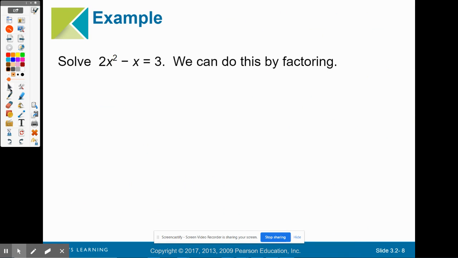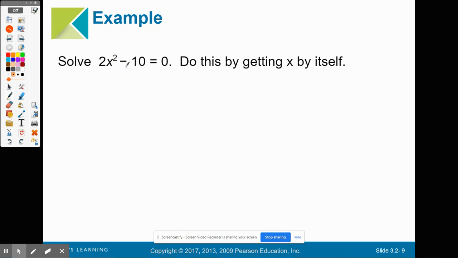After I show you quadratic formula, if you would rather do that with quadratic formula, no one's going to stop you. Okay, how do you solve this one? Well, this one I can get x by itself. That's what your instinct will be anyway, get x by itself.